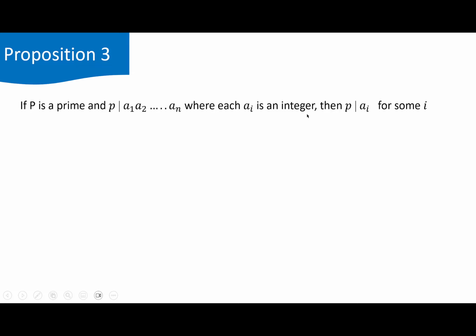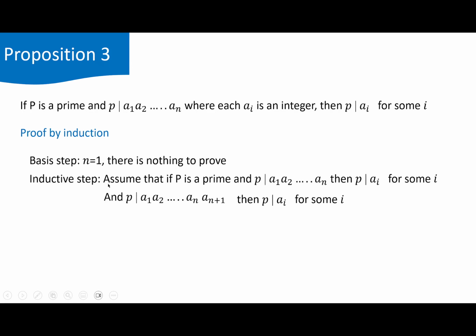where each ai is an integer, then p divides ai for some i, which means p will divide one of these terms, will be a factor of one of these terms. Okay, so proof by induction. Basis step, n equals 1, there is nothing to prove because the product has one term and p divides that term, so we're good. Inductive step, assume that if p is a prime and p divides this product, then p divides ai for some i.